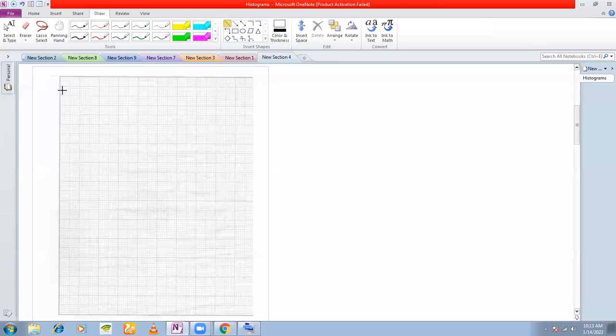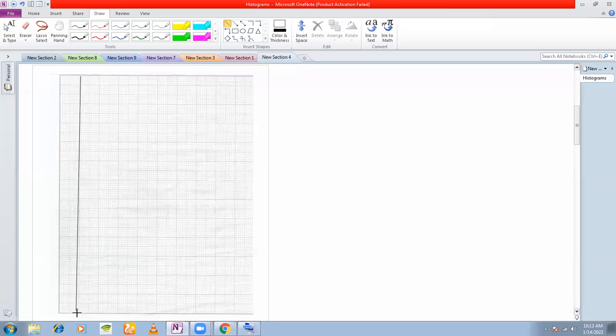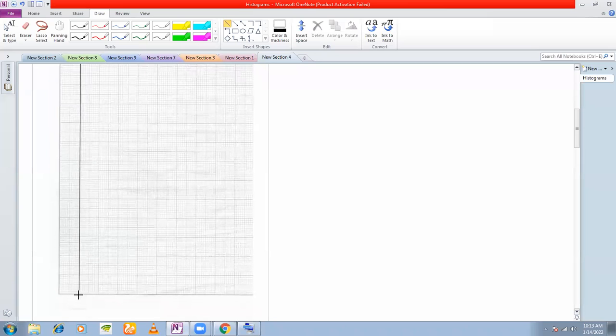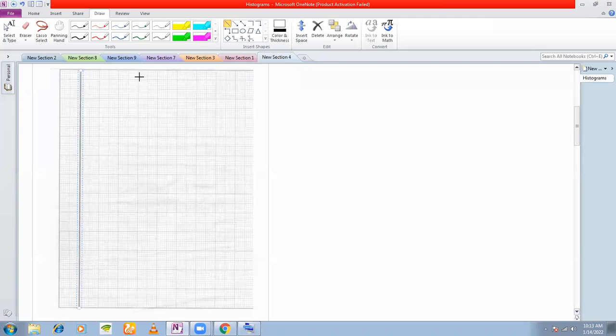Okay. So with the help of a scale, you will draw your coordinate axis first. Okay. So let's say this is your y-axis. Okay. And you will draw your x-axis. Fine.